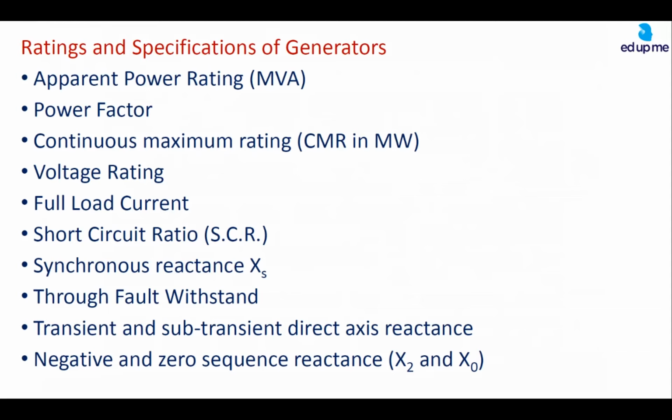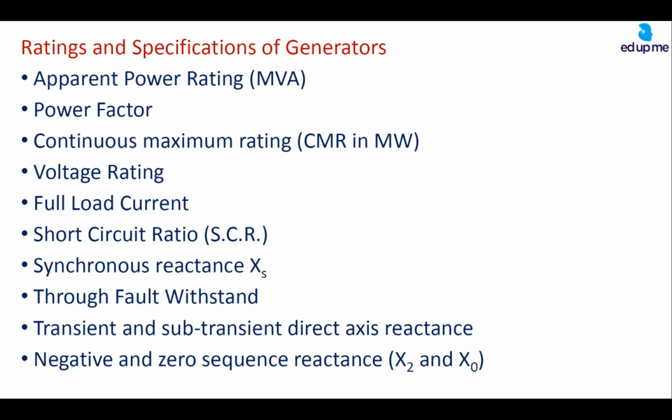Power factor is very important, right? You have to design the generator at a particular power factor. If I say 0.85 lag, then the generator will work from 0.85 lag to unity. Below 0.85 lag, the generator cannot work. And if at all it works, it will be working at reduced power. So power capability will change. Continuous maximum power rating, megawatt, is very important. And that megawatt at different power factors will differ.